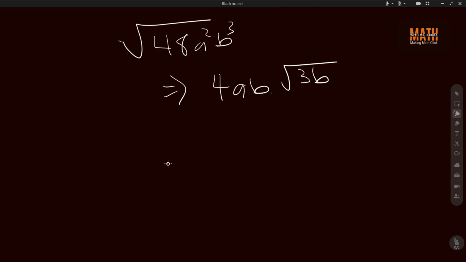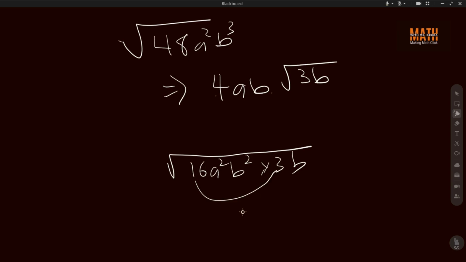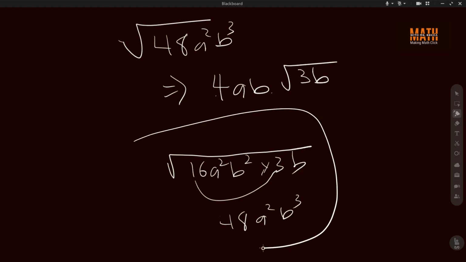If you want to confirm if you got the right answer, just find the square of this and put them under the square root. Just say square root of, what is 4 squared? 16. What is a squared? This will be a squared. What is b squared? This will be b squared. Then times 3b. Then multiply. 16 times 3 is 48. Then we have a squared b cubed. So that is how to check if your answer is correct.